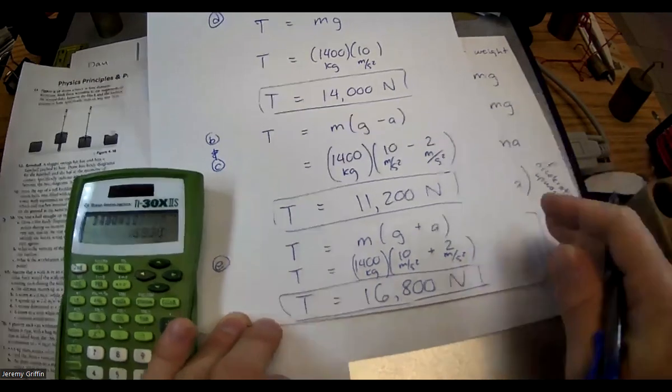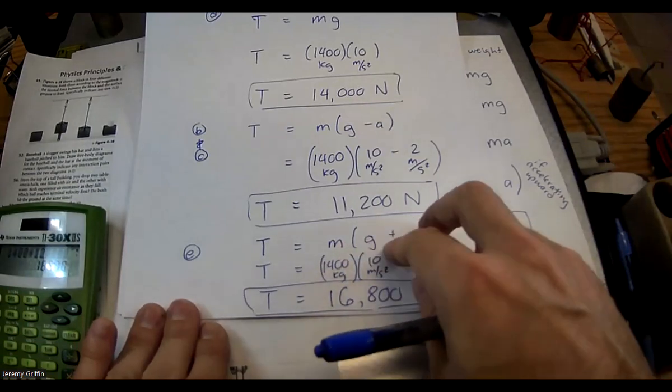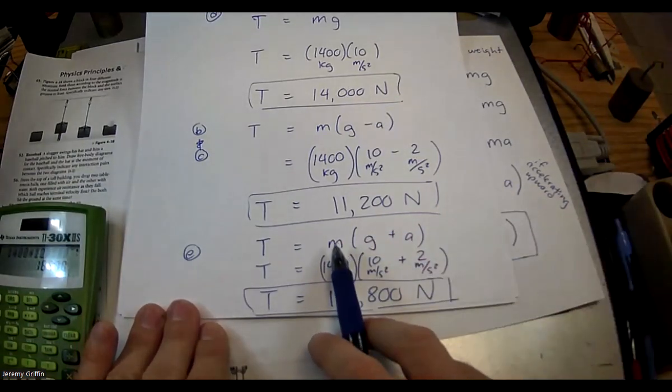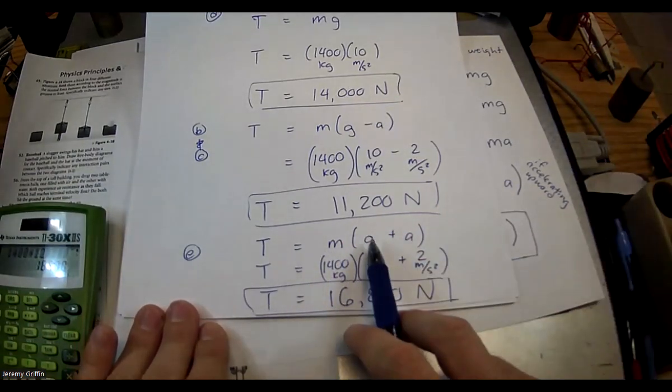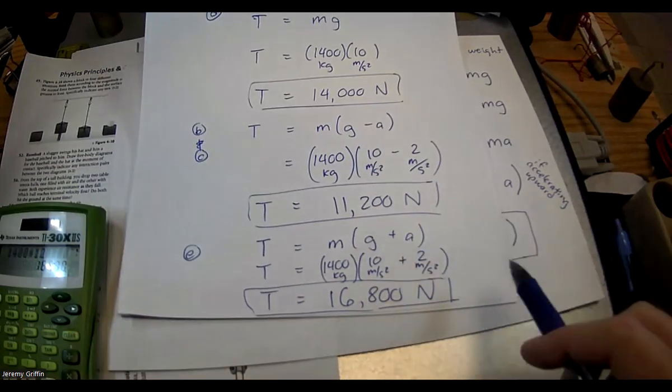Of course, your guys' numbers are different than mine, but it's the same setup. You do m times g plus a. Where the m goes, put 53 kilograms. Where the g goes, put 10 meters per second squared. And for the a, well, they didn't actually specify, but I'm just using 2 meters per second squared. Okay.